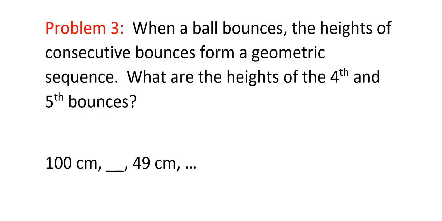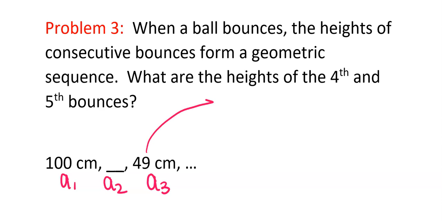So when a ball bounces, the heights of consecutive bounces form a geometric sequence. So basically, the first bounce is going to be the tallest. Each bounce after that gets less and less and less until it stops or rolls on the ground. So here on this one, your first term is 100. The second term we don't know. The third term is 49.